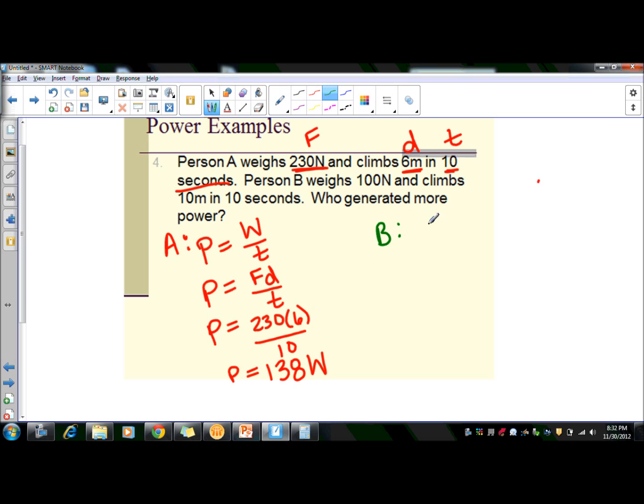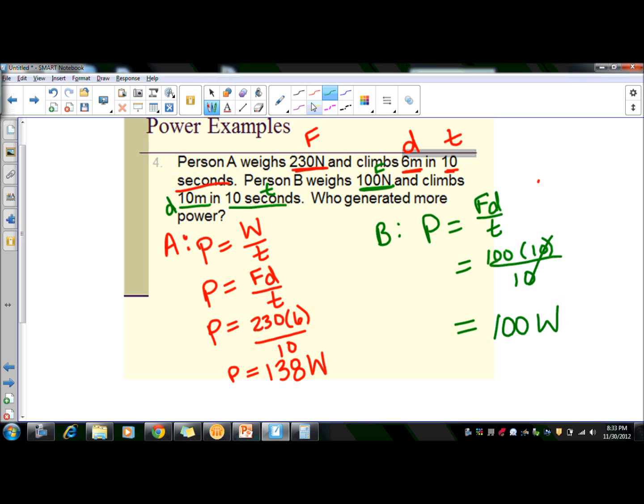Now let's do person B. Person B, I'm just going to start here, force times distance over time, weighs 100 newtons, that's the force, climbs 10 meters, that's the distance, in 10 seconds, which is the time. So 100 times 10 divided by 10 gives you, well, hey, those cancel, 100 watts. So person A generated more power.